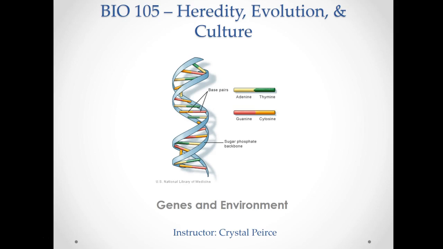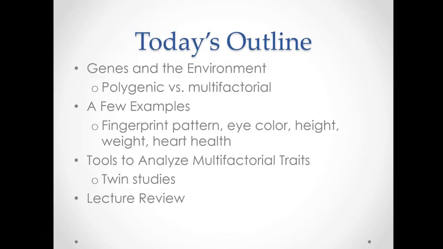We're actually going to start talking about Chapter 7, which is all about the influence of the environment on our traits. So this is our Genes and Environment lecture. We're going to talk about a couple of different things. After learning about those simple Mendelian traits, we're going to talk about all of the other traits we have.